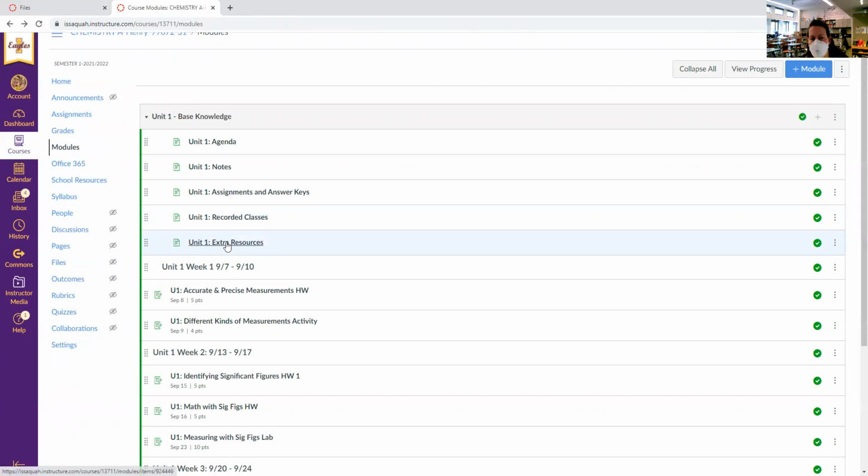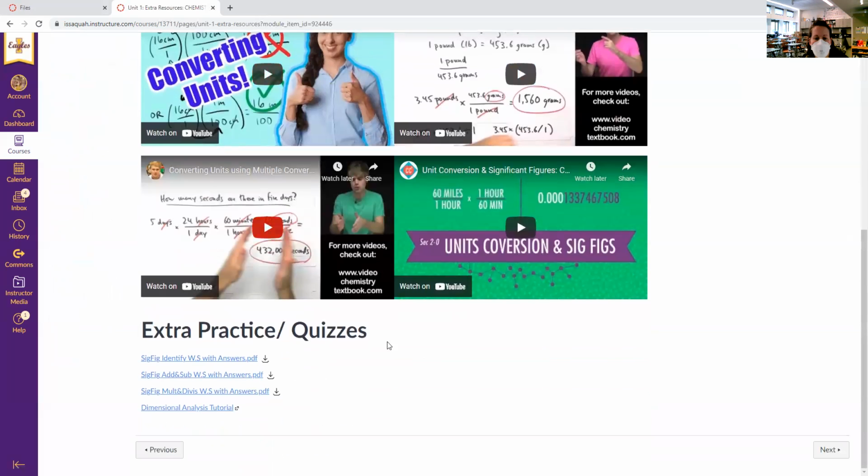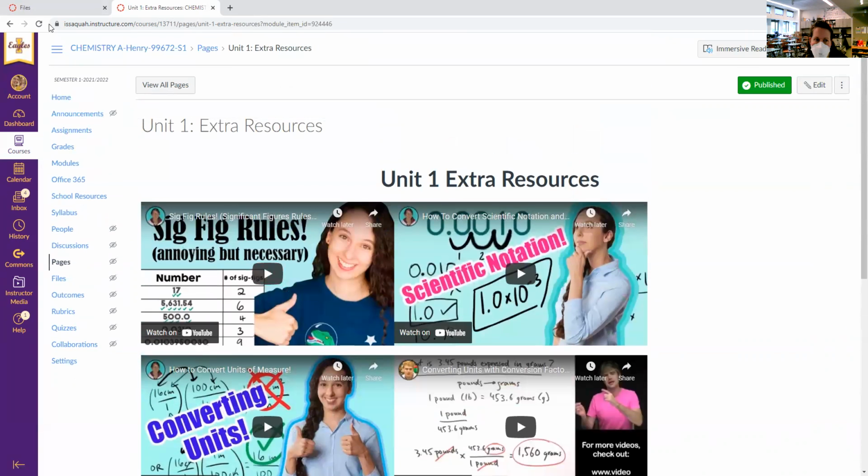And then there's always going to be this extra resources page. This has links to different YouTube videos and some old worksheets with answer keys if people want extra practice, or they want to hear about the concept from somebody else, because sometimes hearing it from somebody else is what you need to understand it.